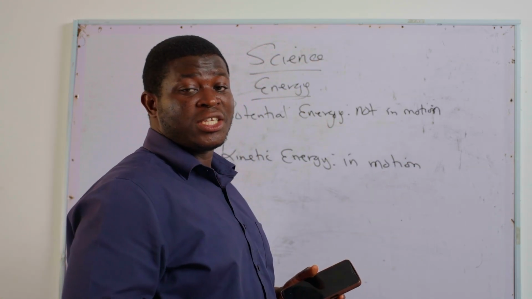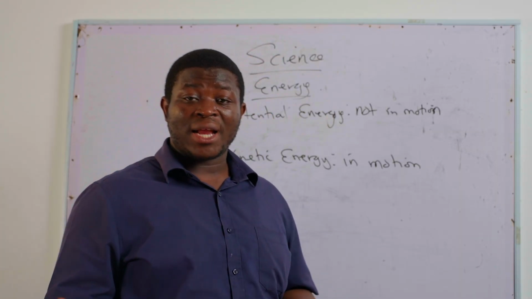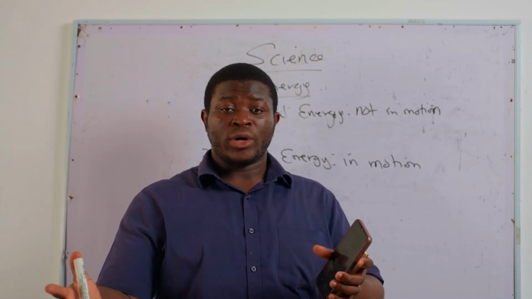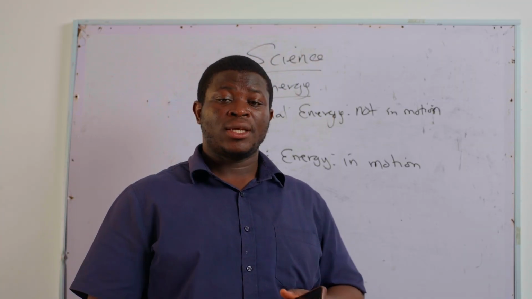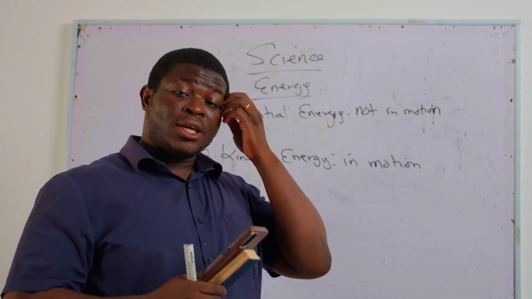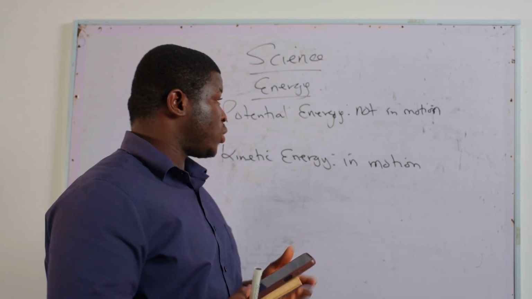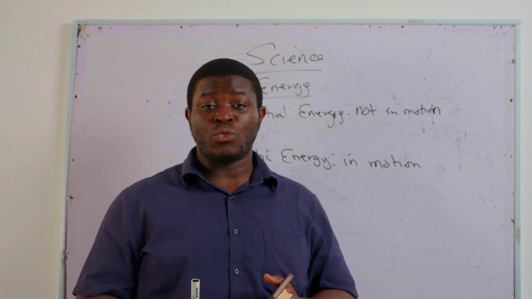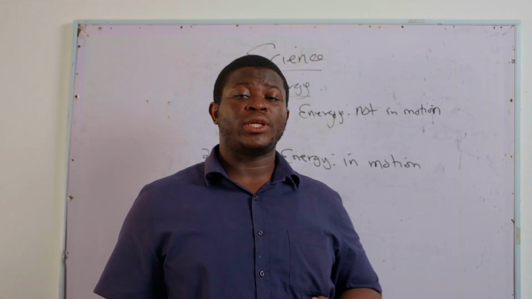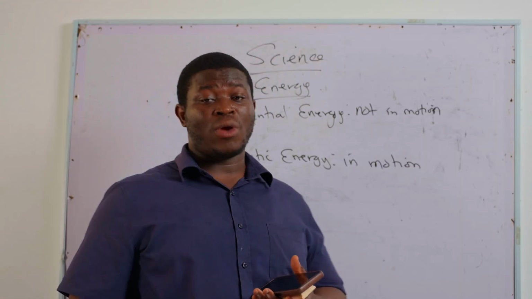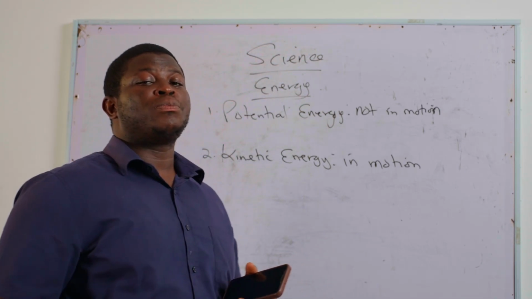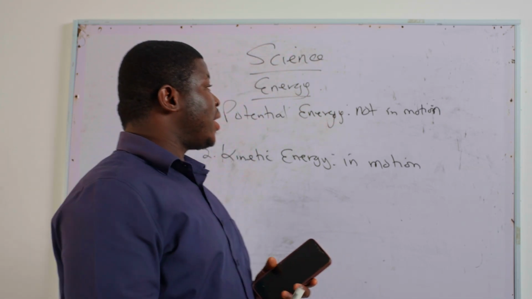So for potential energy, a typical example is a parked vehicle, a table, a ball on a table, or a trophy on a table. The energy that object possesses is potential energy. But when an object is moving, a typical example is a moving car, a human being that is running, or a ball that is rolling. The energy that object possesses is what we call kinetic energy.